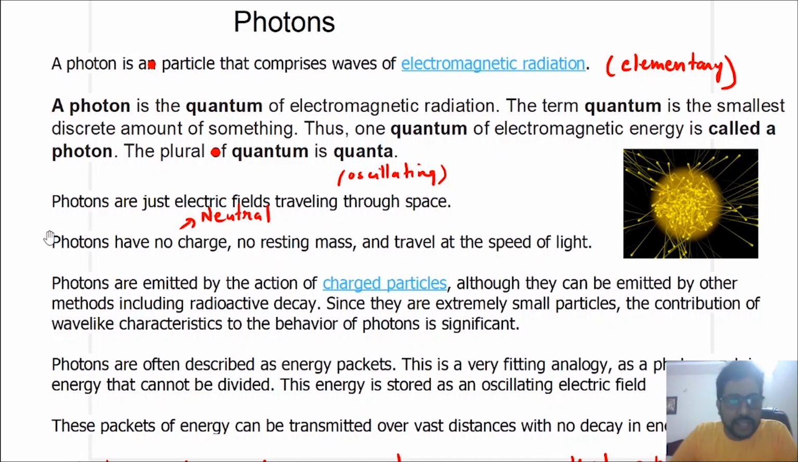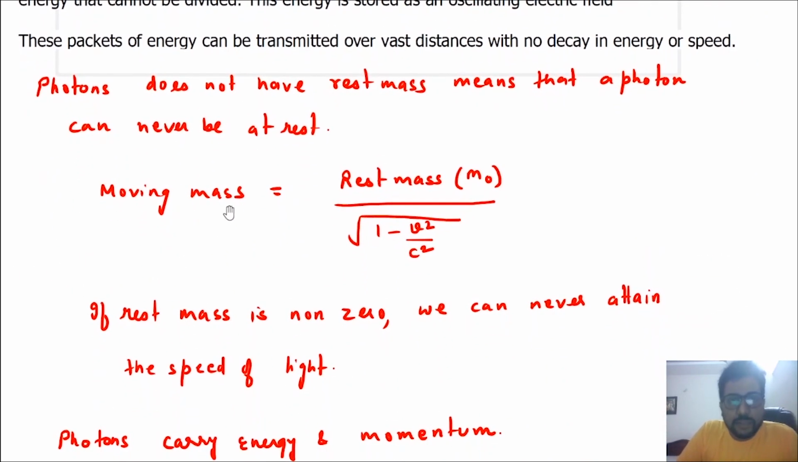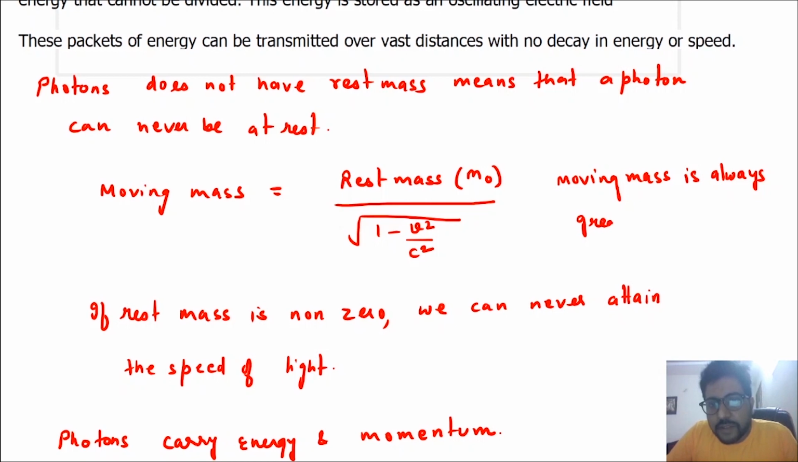Now what does this mean, listen carefully. Photons do not have rest mass means that a photon can never be at rest. You can never find a photon which is at rest. Now in general, for any matter, be it a photon or any other matter, moving mass is always different from rest mass. Now, what is moving mass? Moving mass is equal to rest mass divided by under root 1 minus v square by c square. That means moving mass is always greater than rest mass.